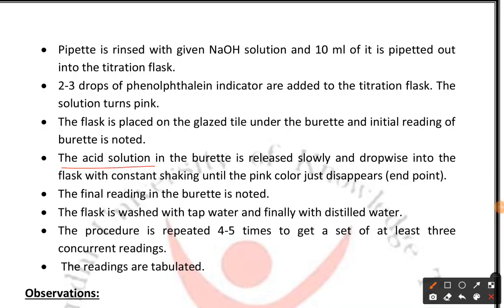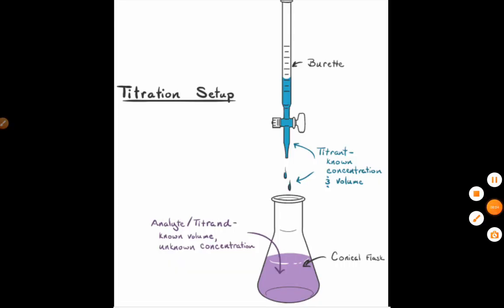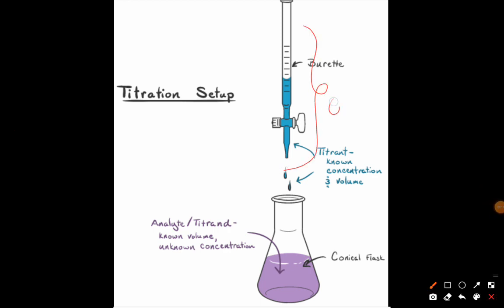The acid solution in the burette is released slowly and dropwise into the flask with constant shaking until the pink color just disappears. So this is the experimental setup, you can see clearly. In the burette you fill 0.1 M HCl, and here we took 10 ml of sodium hydroxide solution with the phenolphthalein indicator.